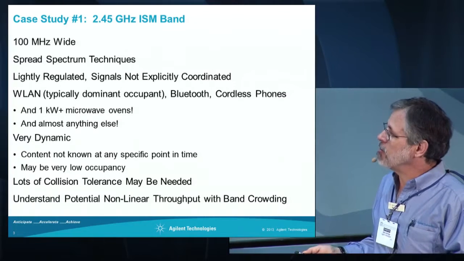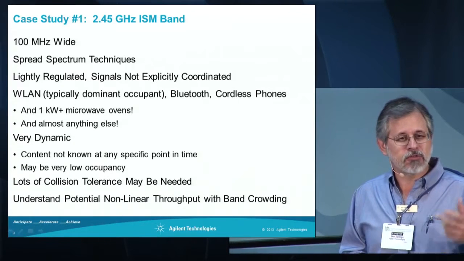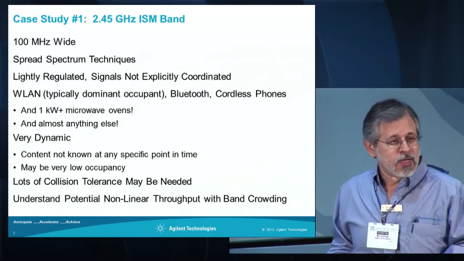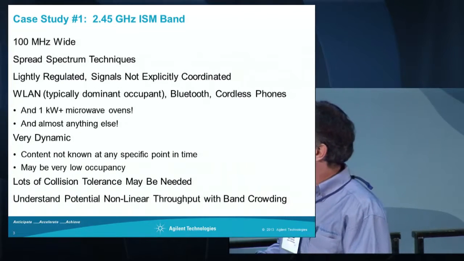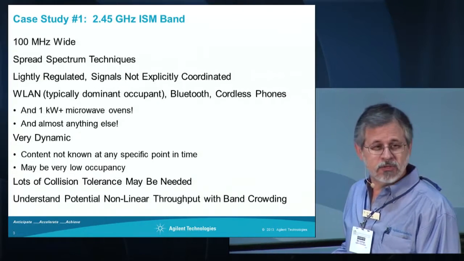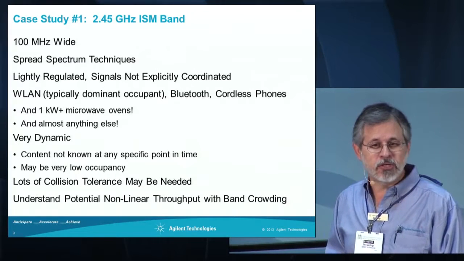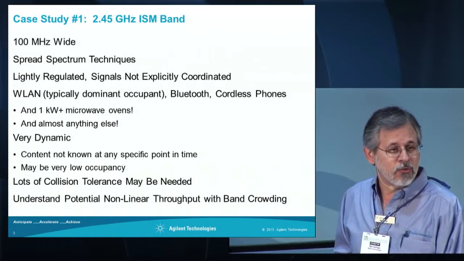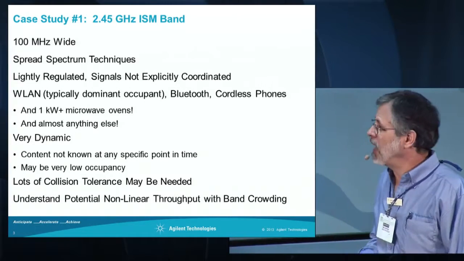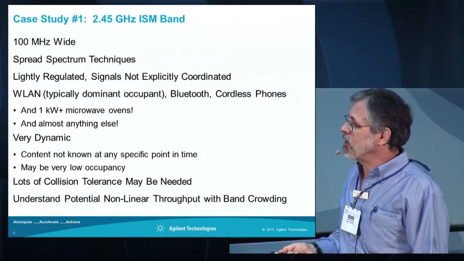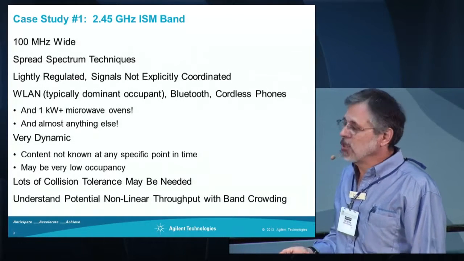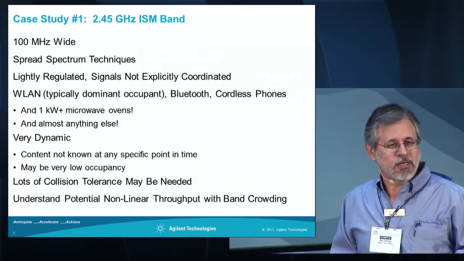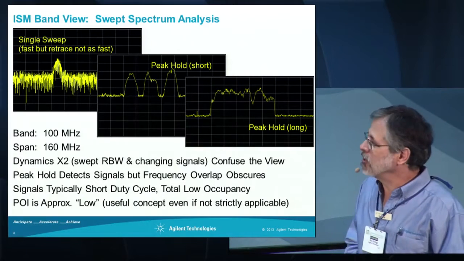Wireless LAN is the typically dominant occupant in this because it's the widest set of signals, the most commonly used. But there are other things, especially including Bluetooth, cordless phones, and then importantly, if you're concerned about interference, things like kilowatt or greater microwave ovens with sort of limited stability and certainly limited shielding. So it's a challenging band in some ways, and just about anything can be there if it meets the restrictions of the band. It's very dynamic because of the lack of programming and sharing, so the content of this is not known at any particular point in time. So in that sense, it qualifies as a container of Agile and Elusive signals.